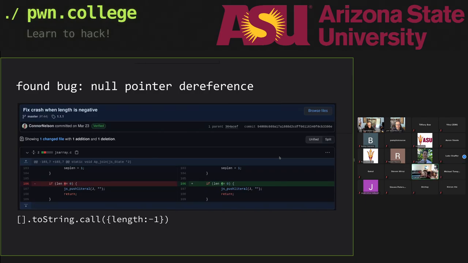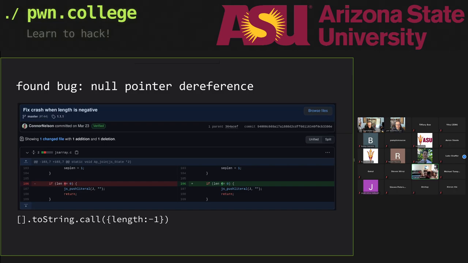Yeah, so unlike with pigs, we did actually find bugs in MuJS. We found a number of them. The first one we found was a null pointer dereference. You can see at the bottom a proof of concept for it.